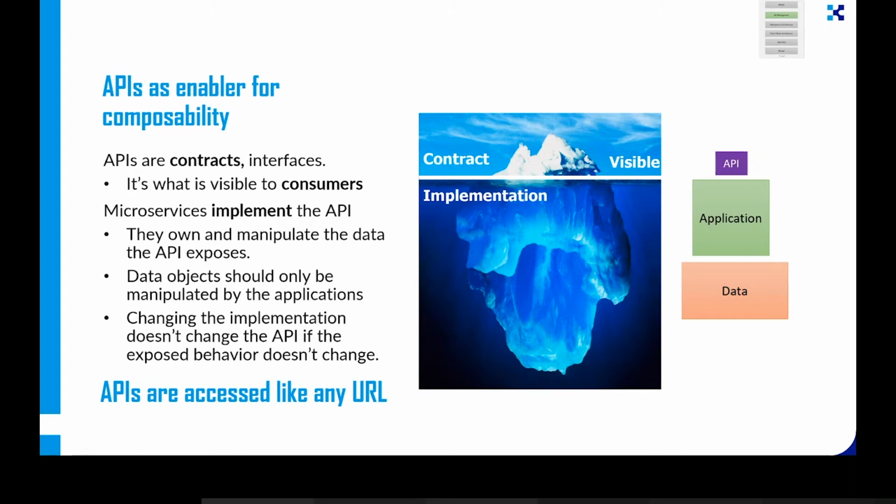The microservice itself will implement the API, and the API is something that it exposes to the outside world to manipulate the data. And so the data objects that the application manages should only be managed by the application. So no more integrations at the database level. All external manipulation of data should go through these APIs. And the thing is that these APIs, these interfaces, are basically web enabled. So you can just access them like any URL.